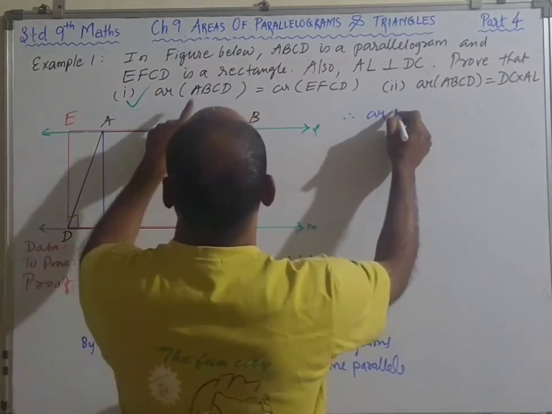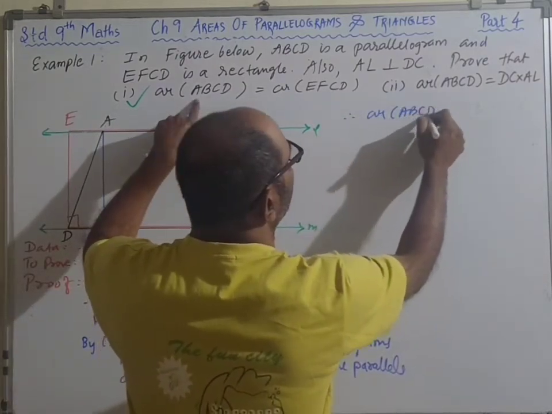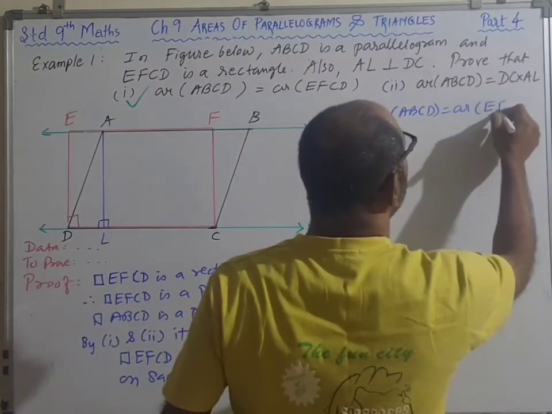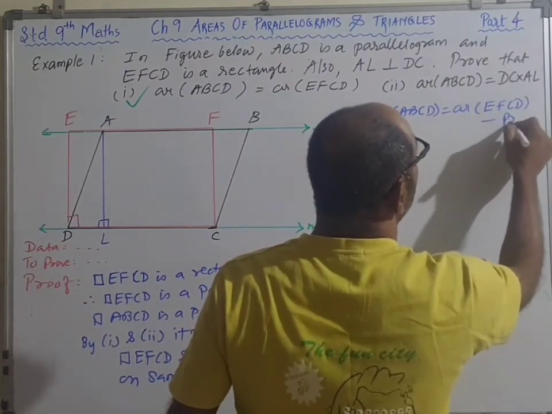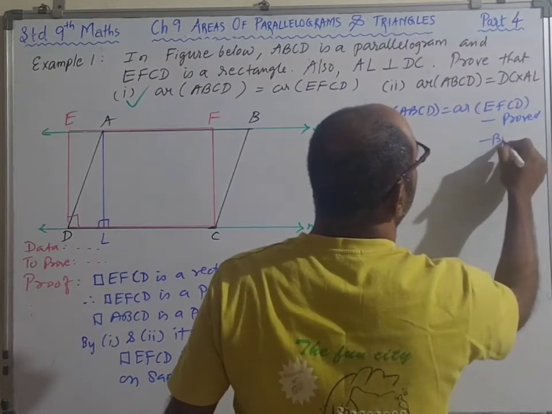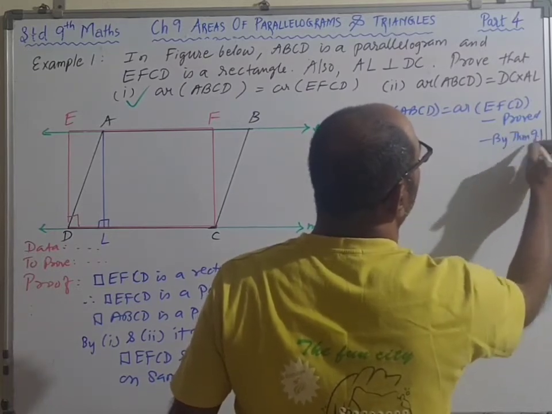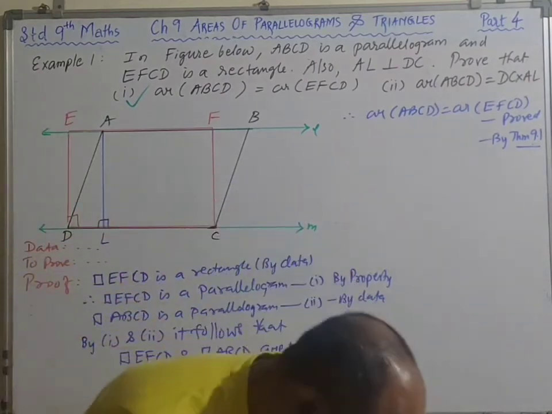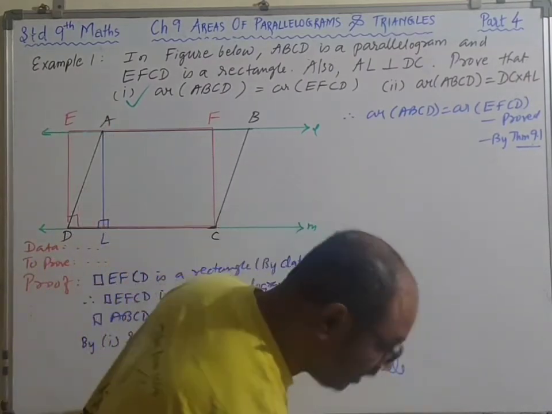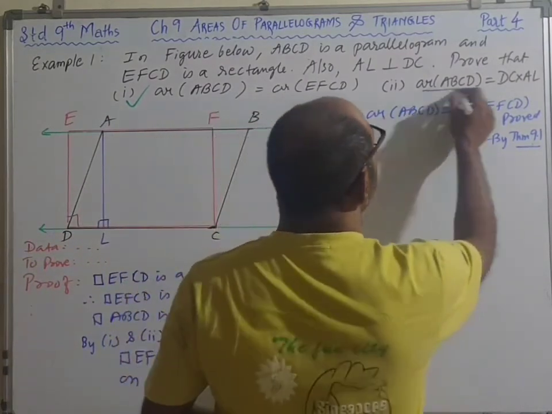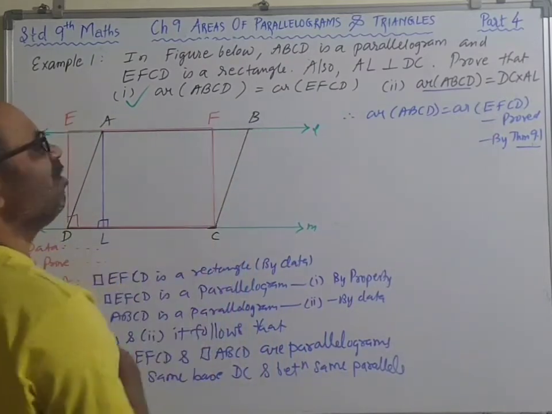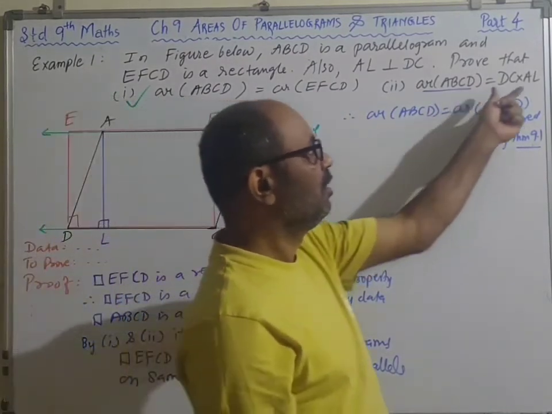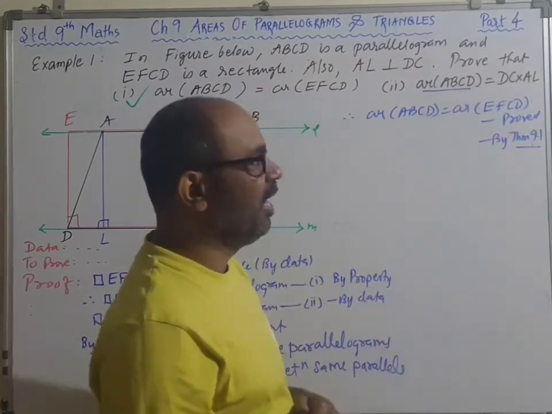Therefore, area of ABCD is equal to area of EFCD. Proved by Theorem 9.1. Correct? So the first result is proved. Now the second, children: area of ABCD, which is a parallelogram. We have to prove that it is DC into AL.